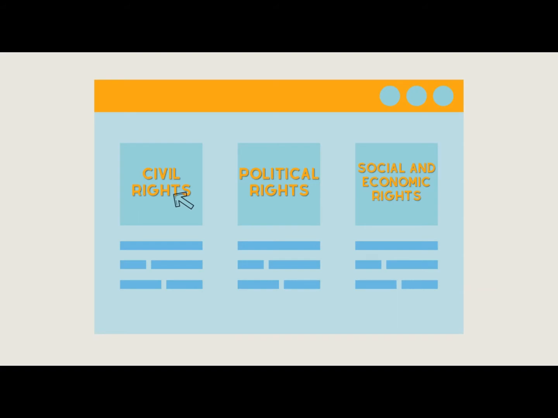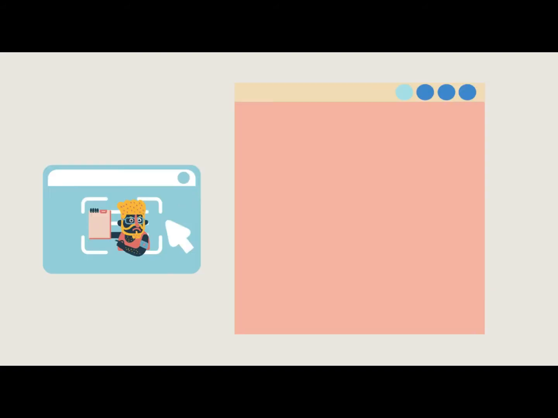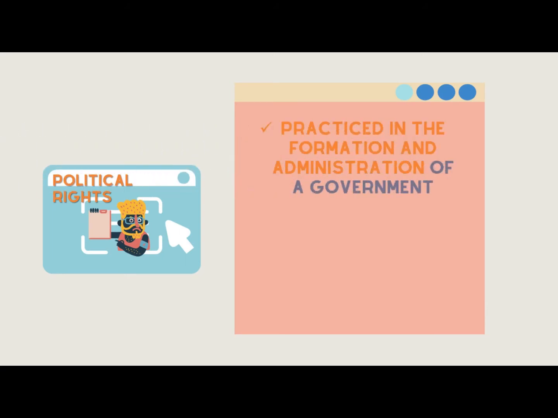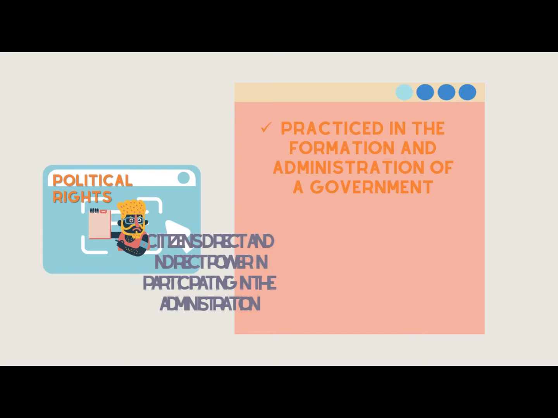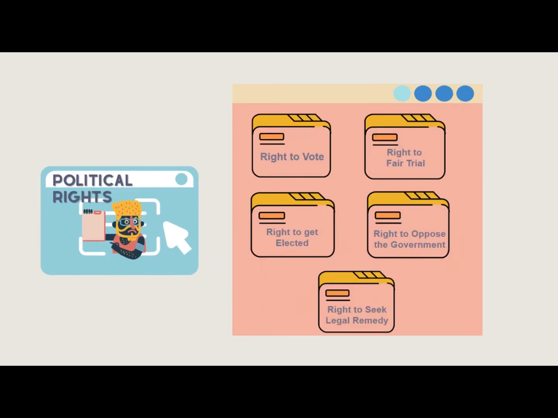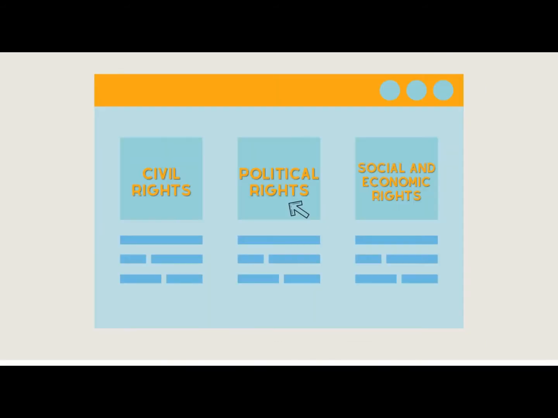The next one, Studybuds, are political rights. These are the rights practiced in the formation and administration of a government. They are provided by the Constitution to every citizen, which will serve as their power in participating in the administration, may it be directly or indirectly. Political rights include the right to vote, right to fair trial, right to get elected, right to oppose the government, and the right to seek legal remedy. For those of you Studybuds who are at the legal age to vote, register now and exercise your right during the 2022 elections.